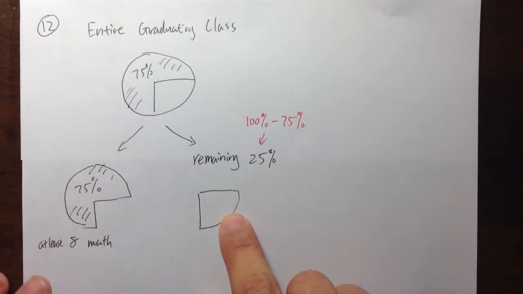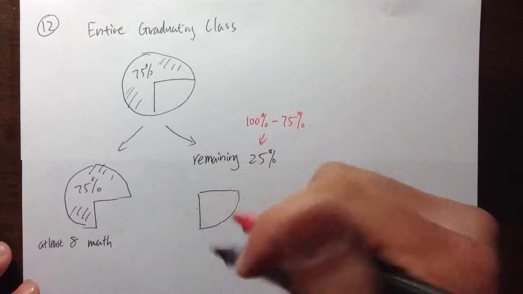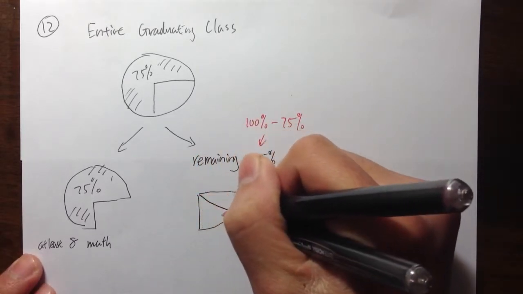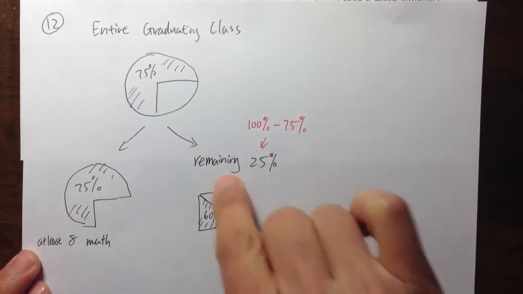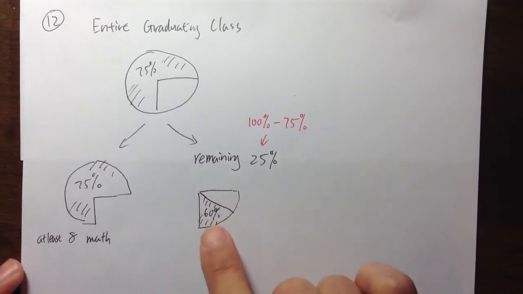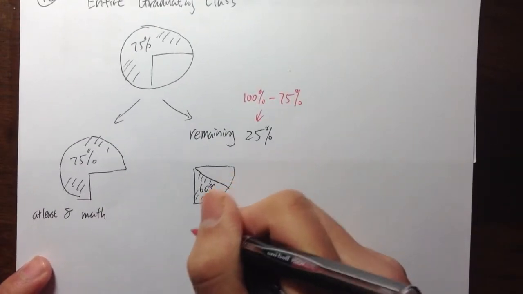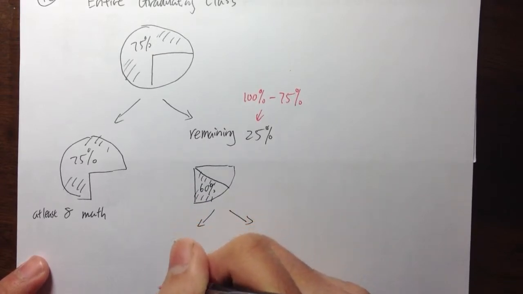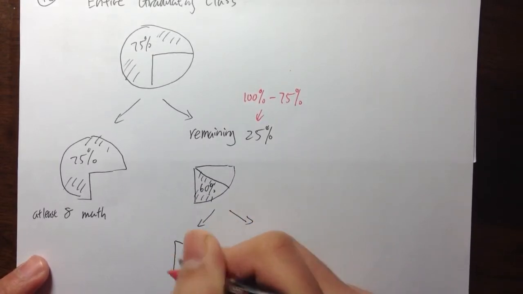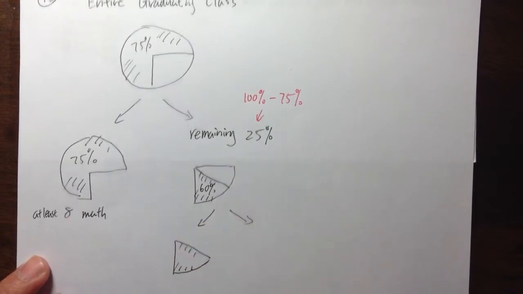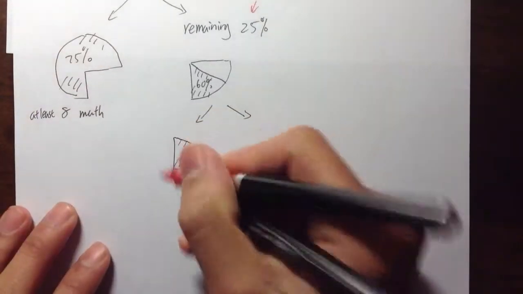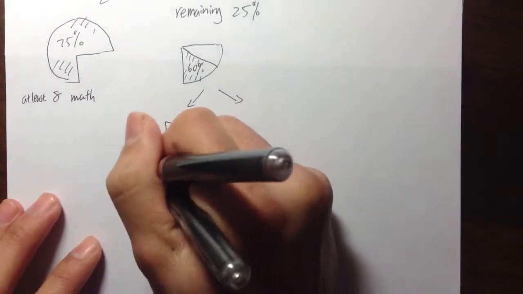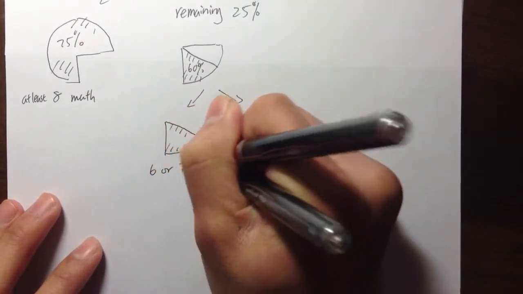So I'm going to divide this into 60%, okay? So let me draw the 60% that is about right here. So notice this is 60% of this quarter piece, right? So again, I'm going to divide it into 2 parts, technically. So these people, 60% of these people right here, took 6 or 7 math courses.